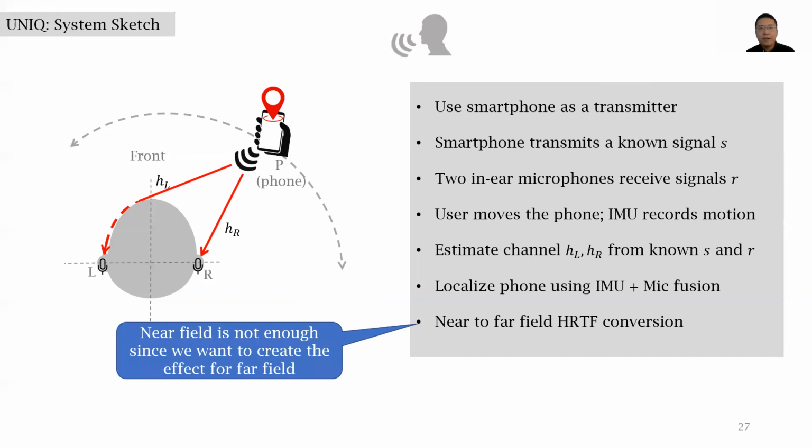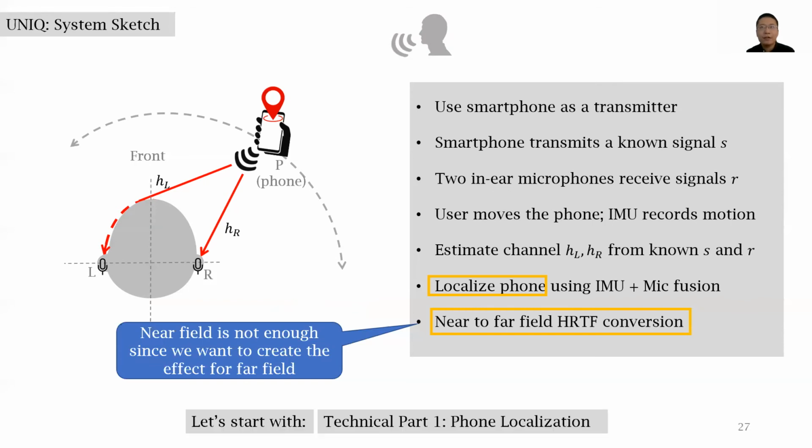This is because near-field HRTF is not enough, because in a lot of cases, we want to create the effect for the far-field sound, as shown in the grid head above in this slide, where the sound source is far away. So then I will talk about the intuition of the phone localization and near to far-field conversion parts. Let's first start with the phone localization part.